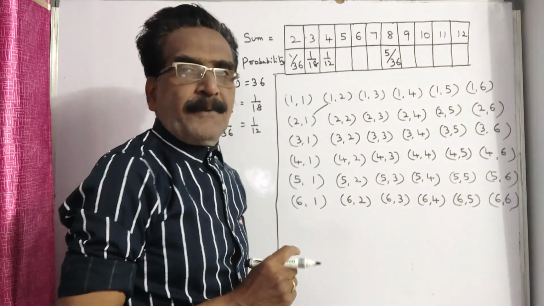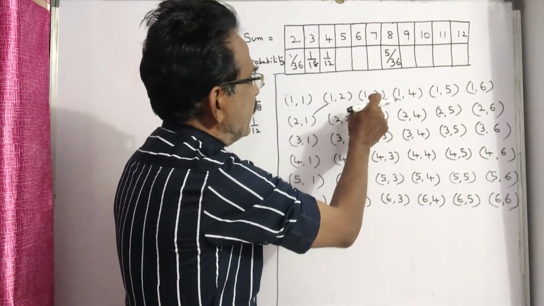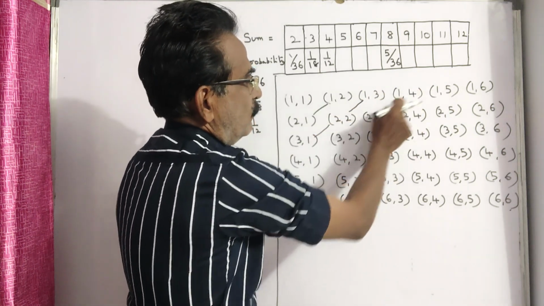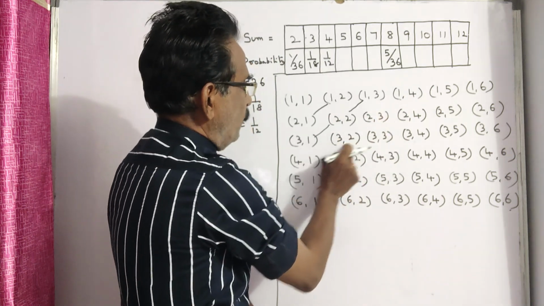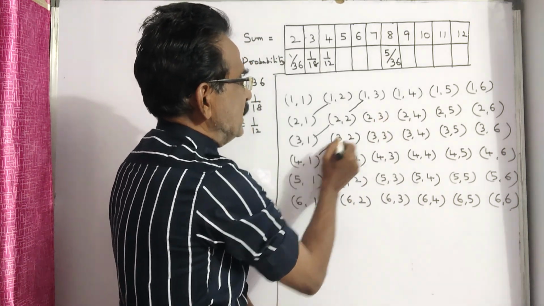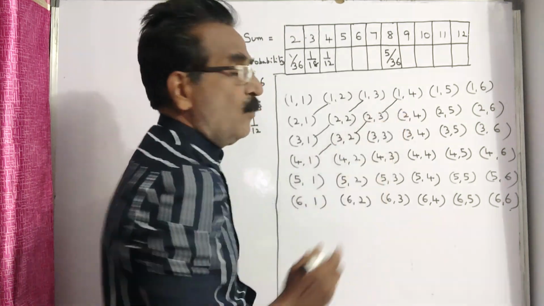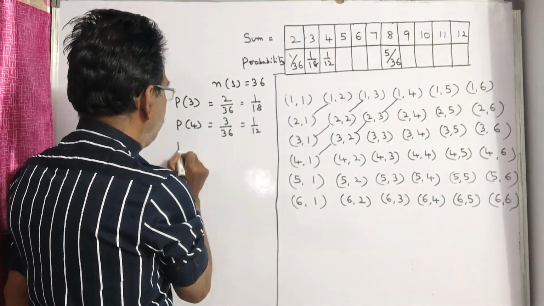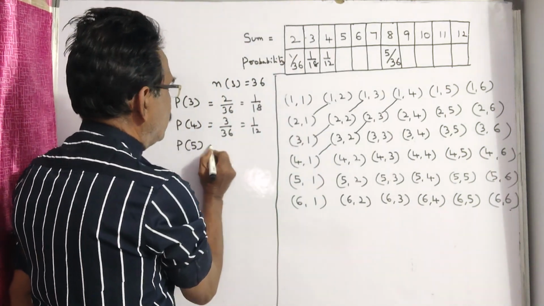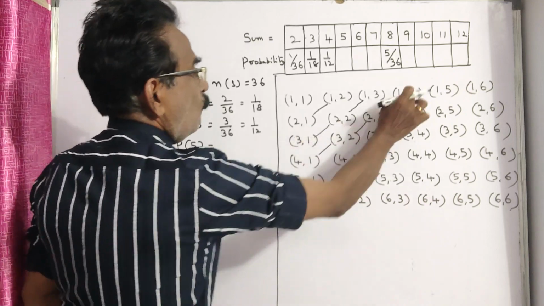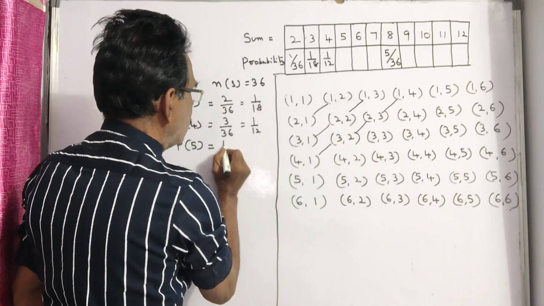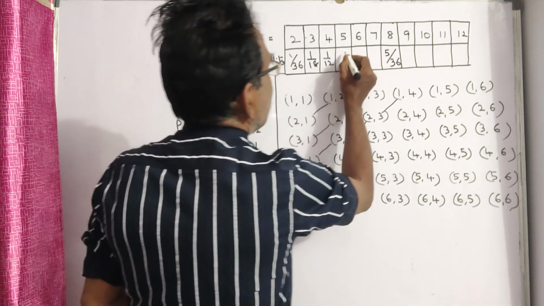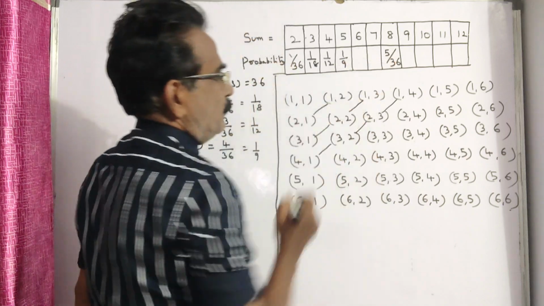Now let us see the probability for getting the sum 5. See, this is over. 1 plus 4 is 5, 2 plus 3 is 5, 3 plus 2 is 5, 4 plus 1 is 5. So for getting the sum 5, how many outcomes are favorable? 1, 2, 3, 4. 4 outcomes are favorable. 4 by 36, that is equal to 1 by 9, is the required probability.